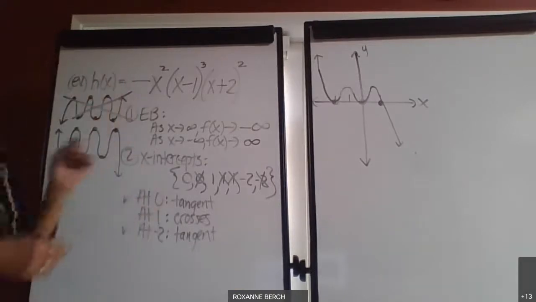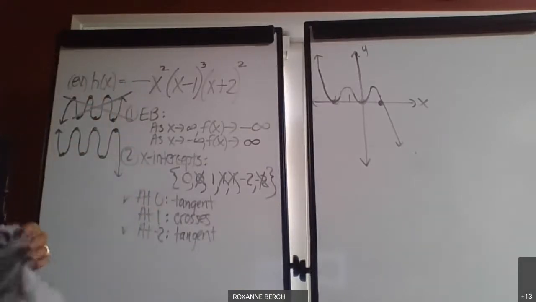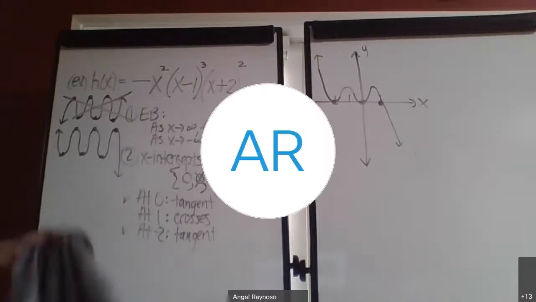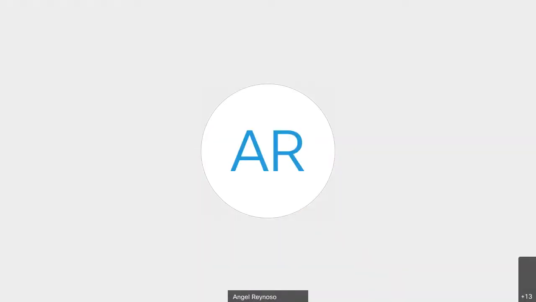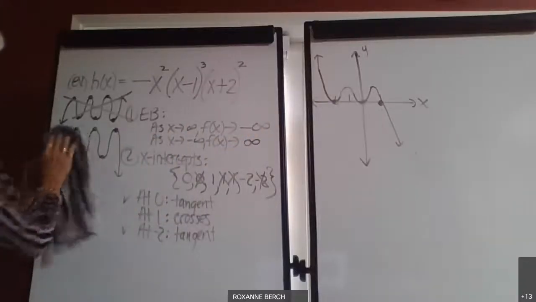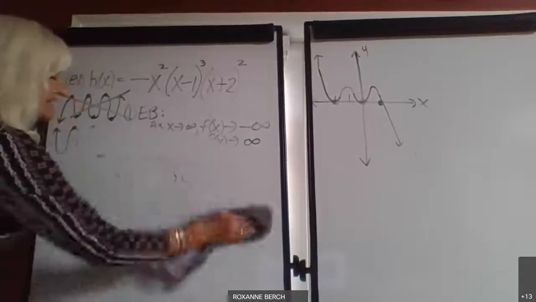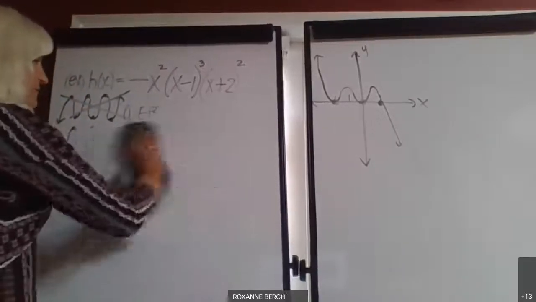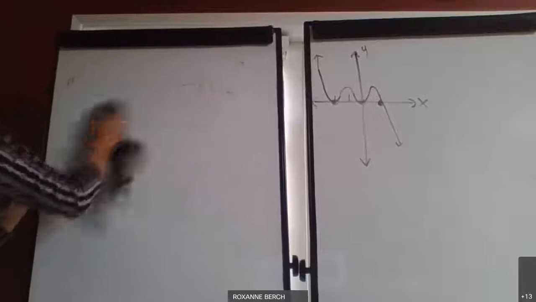Okay, any questions about this before we go on? No. Pretty cool, right? You don't have to make a table of 50 values. We can get a really good idea about what this graph looks like very quickly.